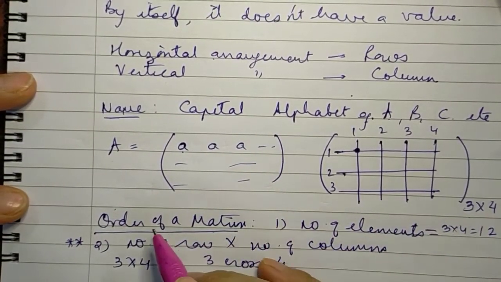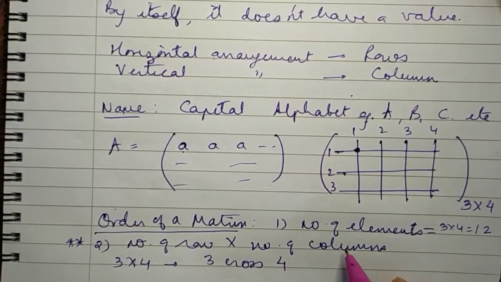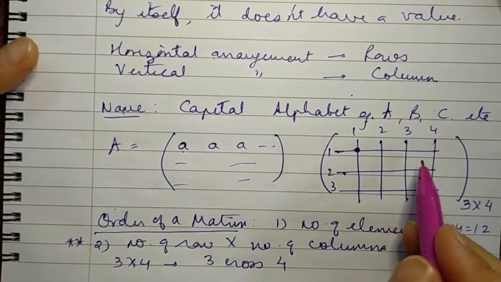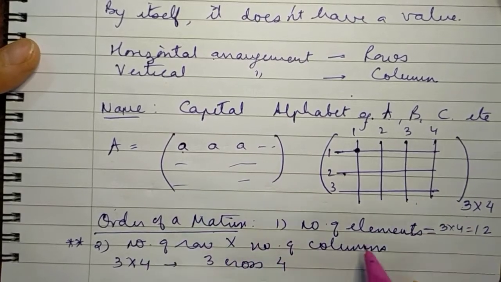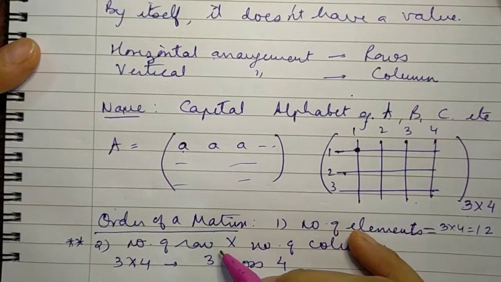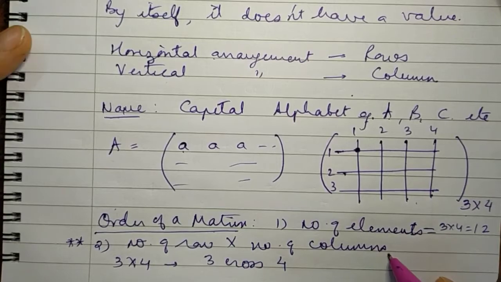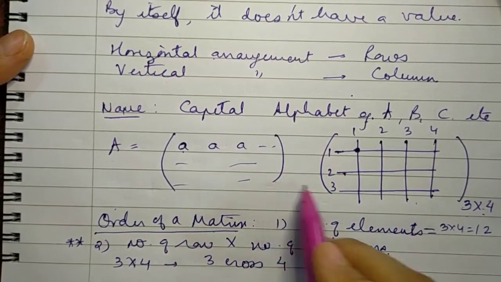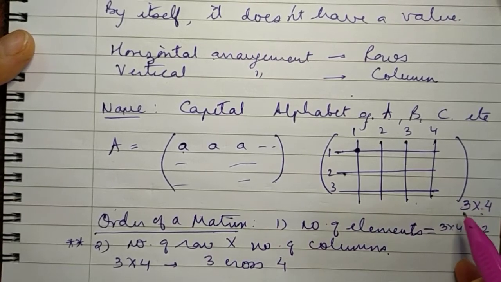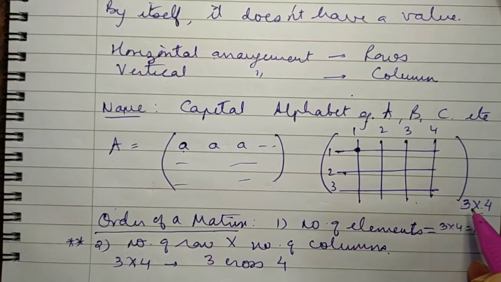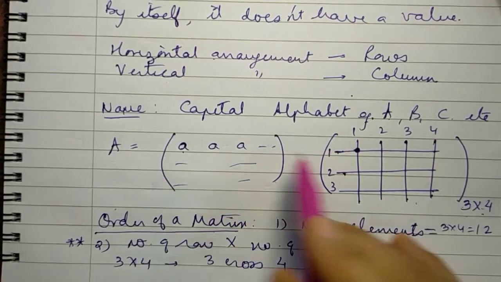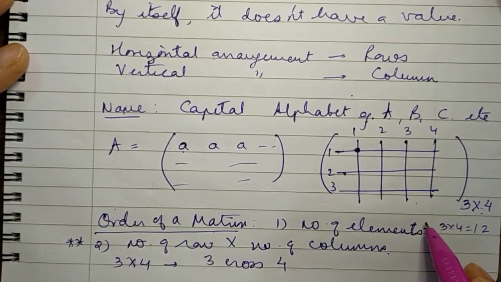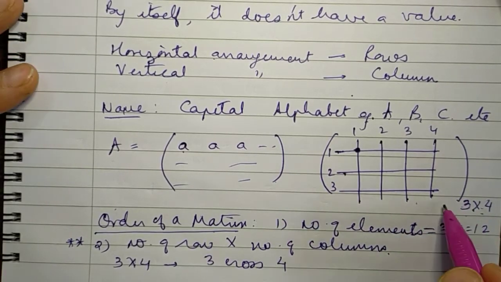So I again repeat, by order of a matrix we mean 2 things. Basically it tells us the arrangement of the elements in a matrix, in the form of number of rows followed by number of columns, and we write it as a cross in between them, and we write it at the bottom right corner of the matrix. Now here, in place of small brackets, we can also use square brackets to indicate a matrix.